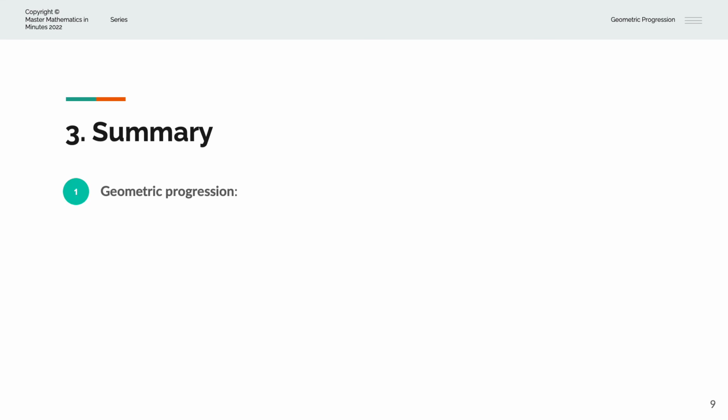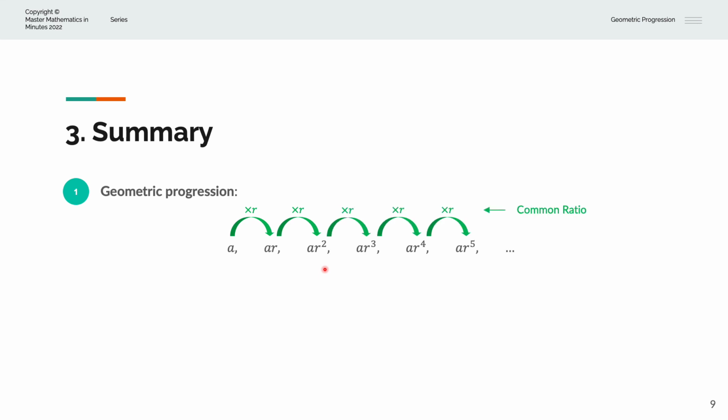To summarize, a geometric progression is a sequence of numbers, where we have the first term as a, second term as a times r, the third term as a times r squared, and so on. So each term is the previous term multiplied by r, and we'll call that the common ratio. The first term is a, and for this progression to be valid, a and r cannot be 0.